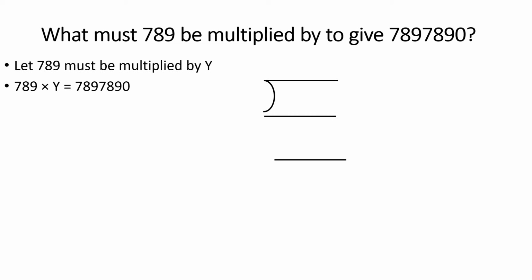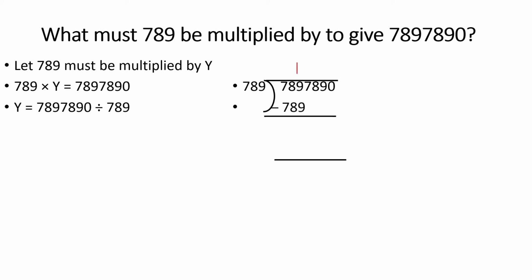By how? Yes, through transferring. We have to transfer 789 to the other side. And for that, always remember, because 789 is in the form of multiplication, but when it is transferred to the other side, it will become in the form of division. So like this, it means y equals 7897890 divided by 789. We will write this question in the form of division now. And now it is a very simple kind of division because here we have to use only one multiplication, that is 789 ones are 789, right?